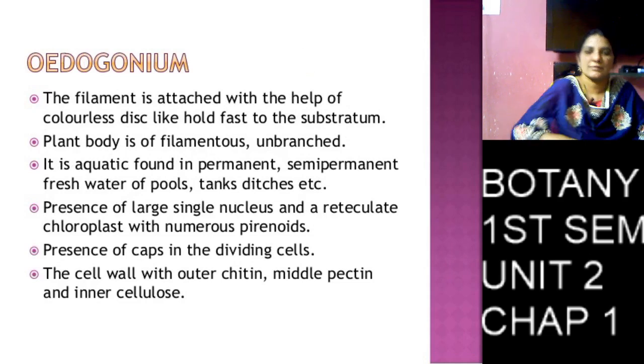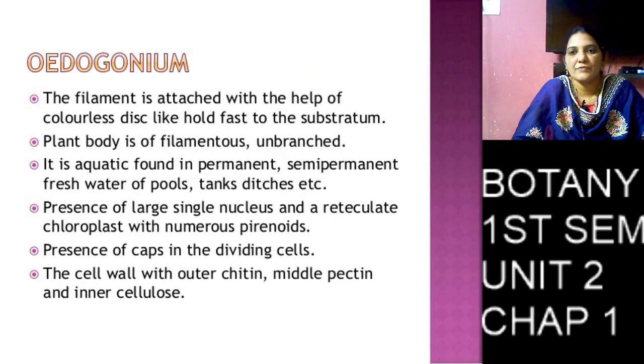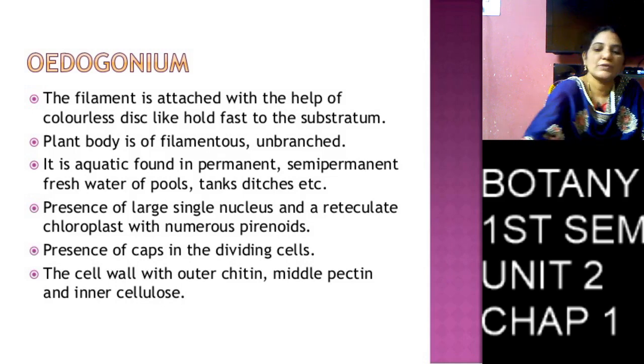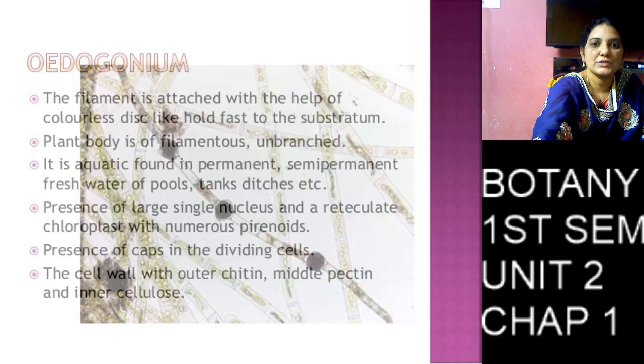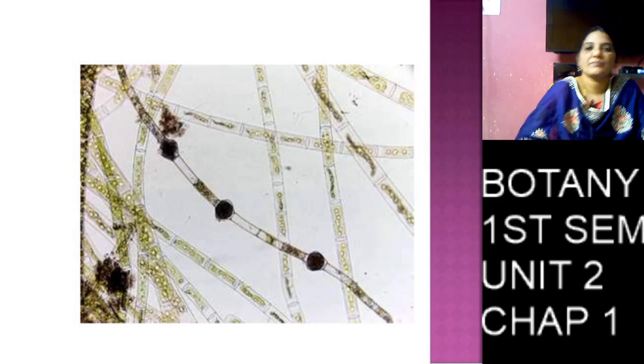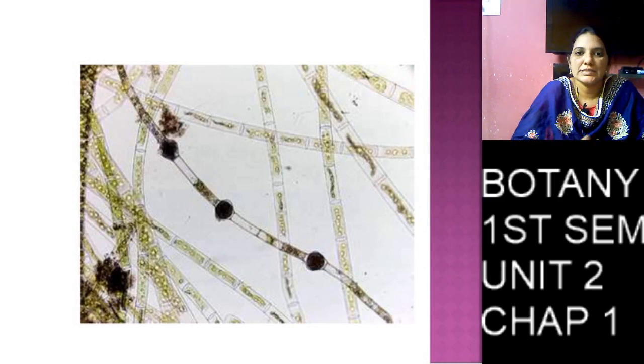This is the life cycle of Oedogonium. Oedogonium is found in fresh water like tanks, ponds, and lakes. The Oedogonium thallus is filamentous and unbranched. Filamentous means it is a ribbon-shaped structure, and we can see one single cell.